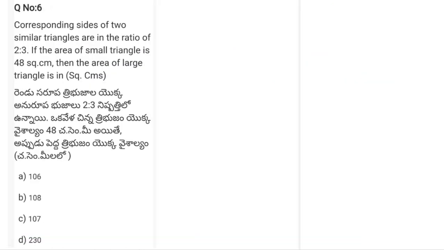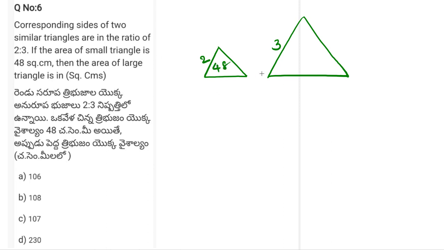Corresponding sides of two similar triangles are in the ratio of 2:3. If the area of the small triangle is 48 square centimeters, then the area of the large triangle is how many square centimeters? Suppose we have two triangles like this. The ratio of side lengths is 2 here, and suppose here this is 3. Then the small triangle has the area 48 square centimeters. Then what is the area of the large triangle? Suppose this is ABC and this is PQR. Given that these two are similar triangles, triangle ABC is similar to triangle PQR.